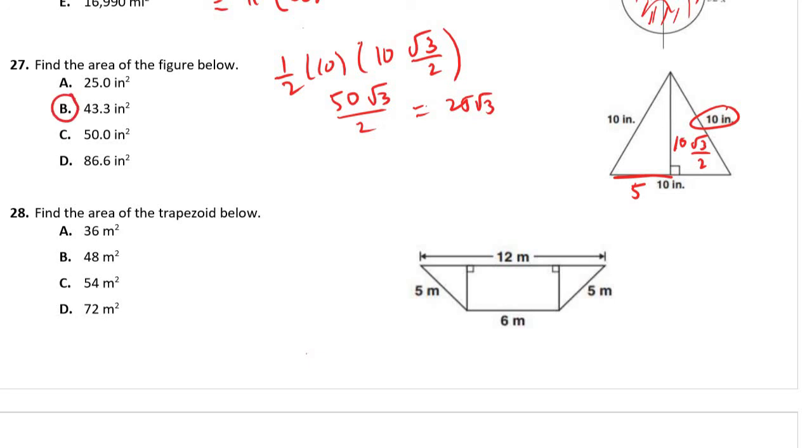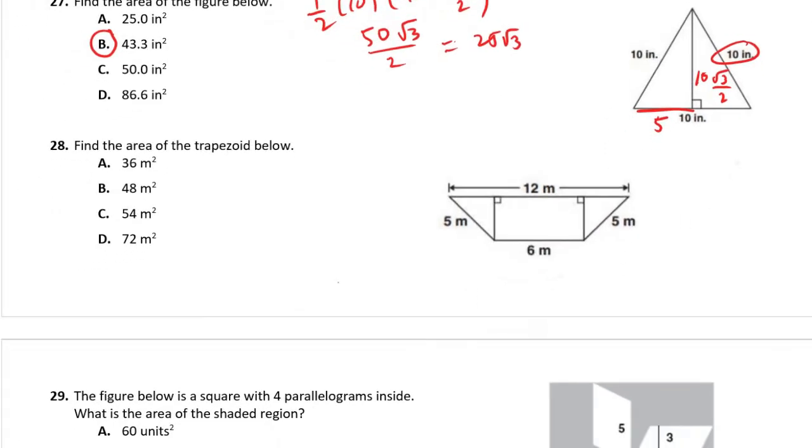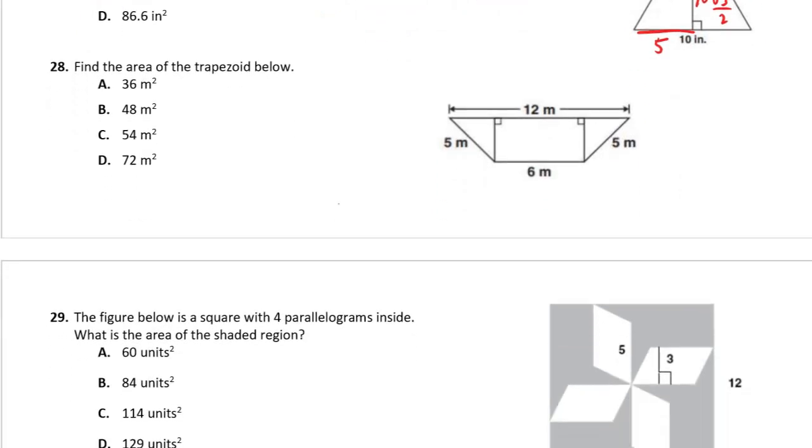Okay, so you have to know your 45, 45, 90. You also have to know your 30, 60, 90. The relationship between them. That will save you a ton of time. All right. I think we have time for 2 more, I think. All right. Here is a trapezoid.